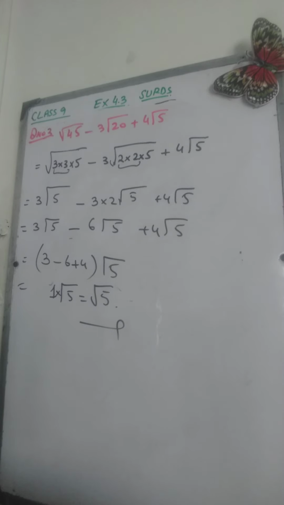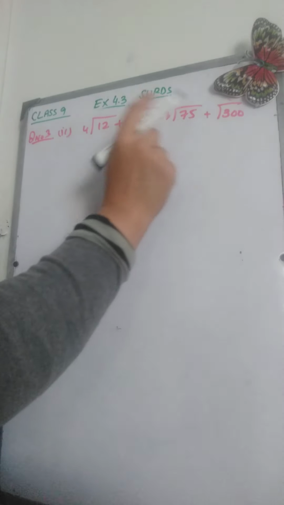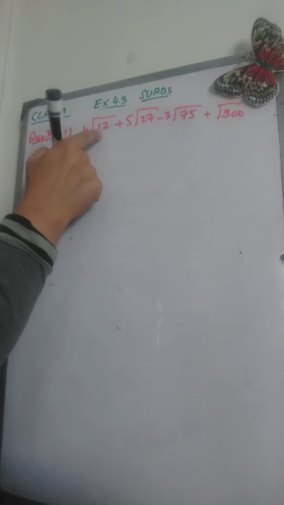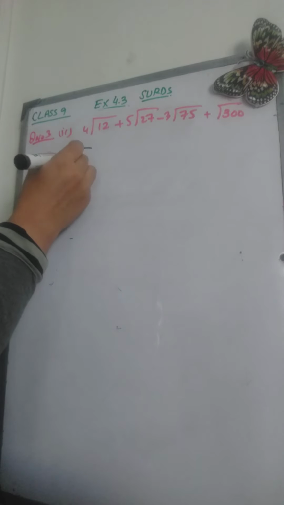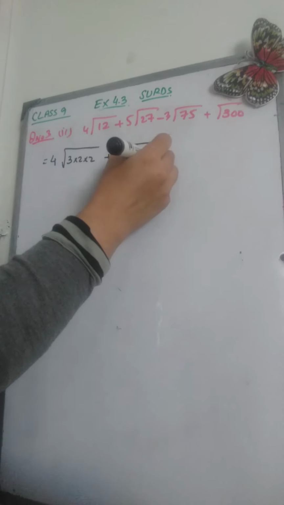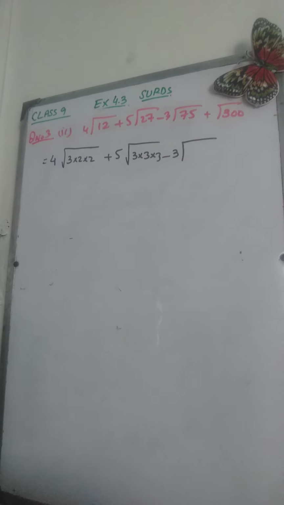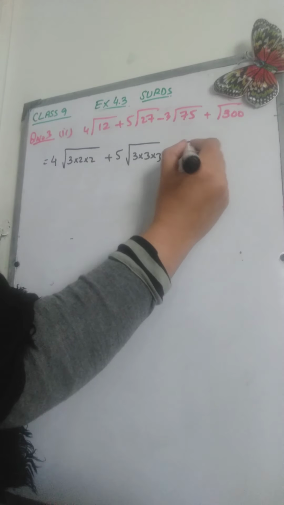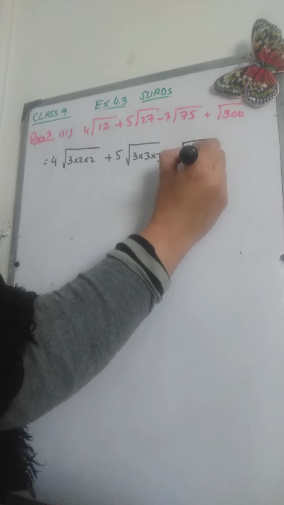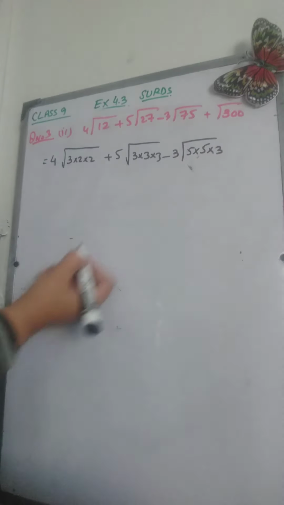Now moving to the next question. Now again we are going to first do the prime factorization of all these numbers which are under the radical sign. So this will be 4. 12 can be written as 3 into 4, which is 3 into 2 into 2. Okay, plus 5, 27 can be written as 3 into 3 into 3 after the prime factorization. Minus 3 and 75 can be written as 25 into 3, which is 5 into 5 into 3.